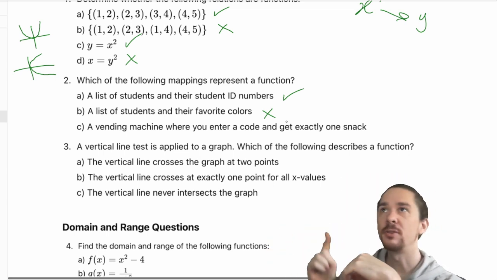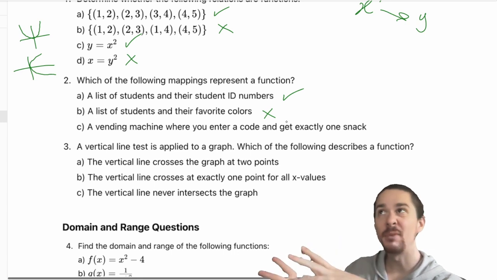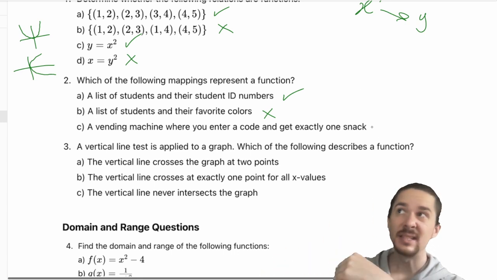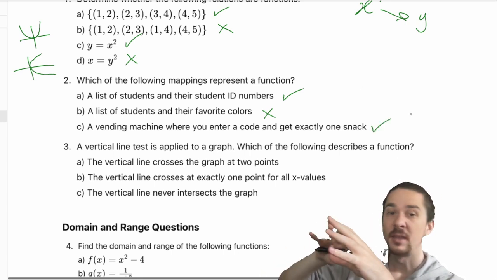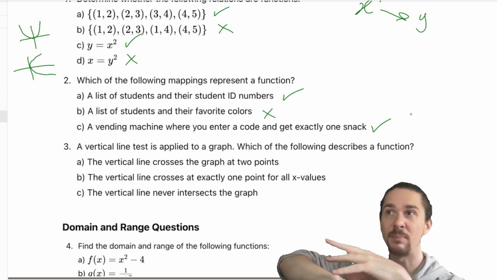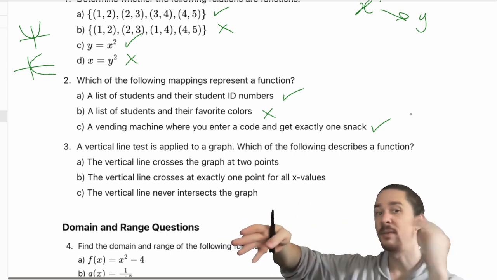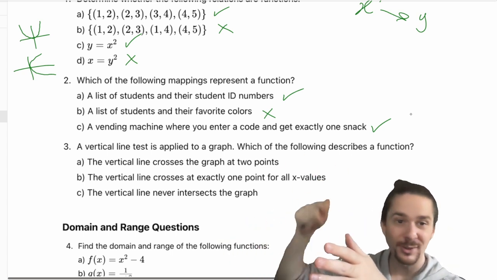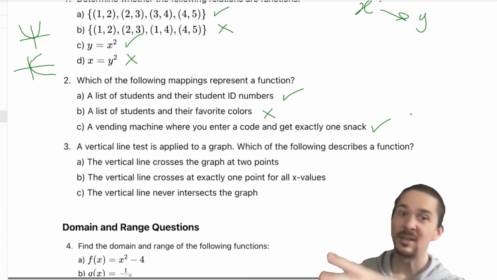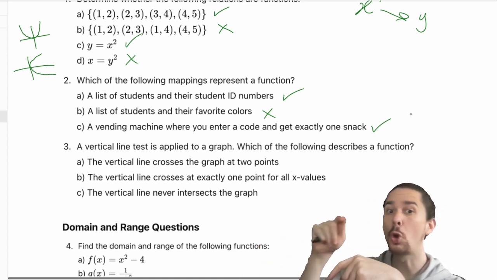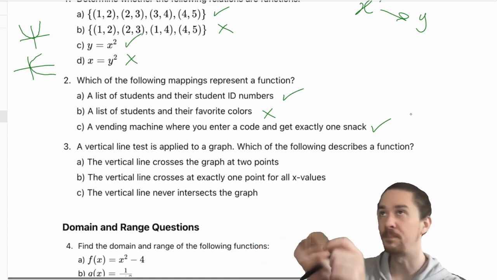A vending machine where you enter a code and you get exactly one snack. Can the same code give you two different snacks? No. This is a function, but imagine if they refill the vending machine next week and they put in an extra row of water where previously there had been orange juice. And so now the code that used to give you orange juice gives you water, in which case you enter the same code, you get a different snack. But it's never the case that the one code could give you two different values at the same time. That's never the case. So it is a function.